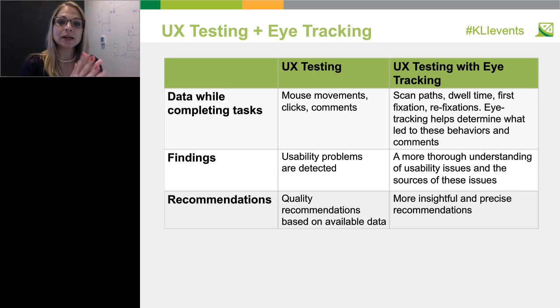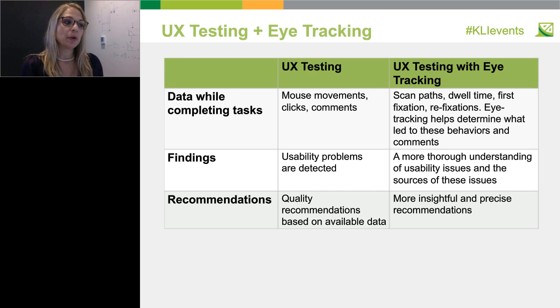Additionally, when we report findings in typical user experience testing, we report the problems. We usually report the positive findings as well as the problems, but really it's focused on what those usability problems are that we detected during testing. Adding eye tracking actually gives us insight into the sources of those issues.